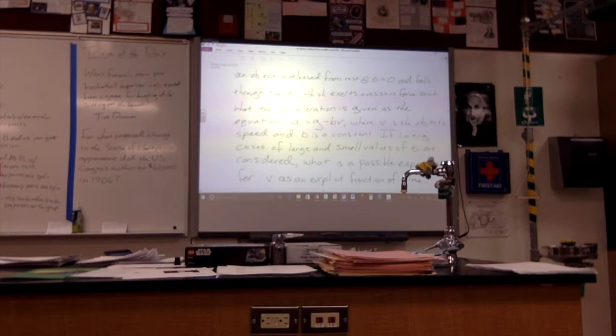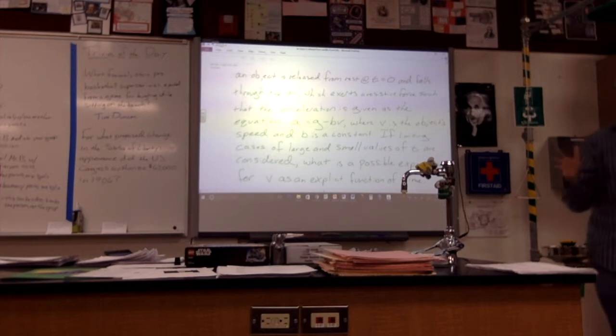Okay, now you're solving for v as a function. Before I posed this question, if I gave you an expression for acceleration, any generic function for acceleration, how would you find the formula for velocity? What would you have to do? Just take the integral. You'd have to take the integral.